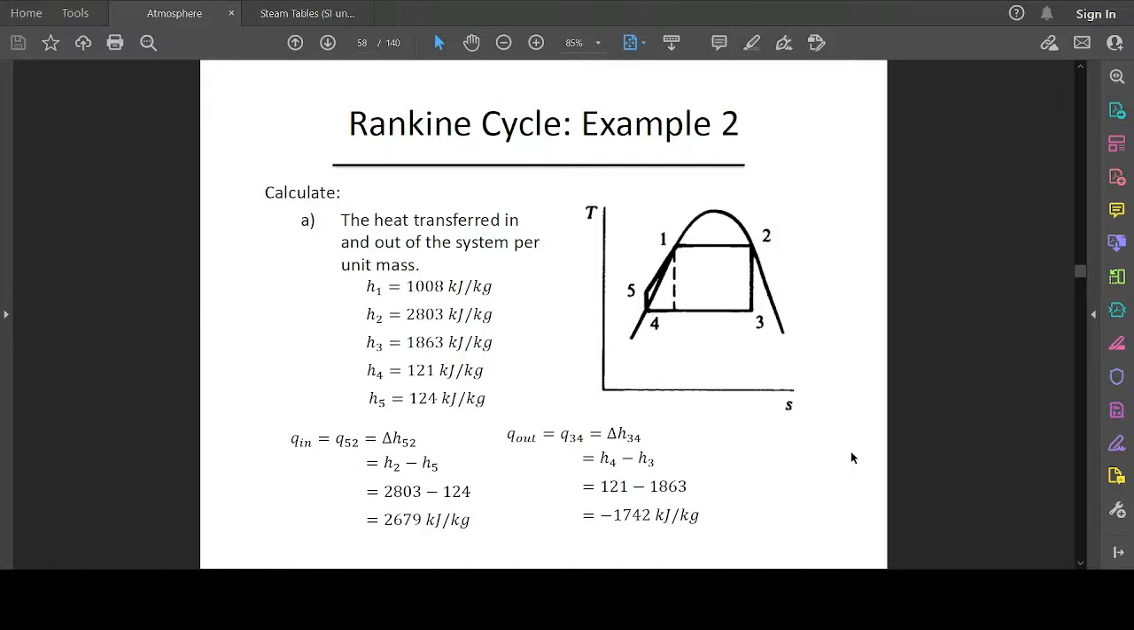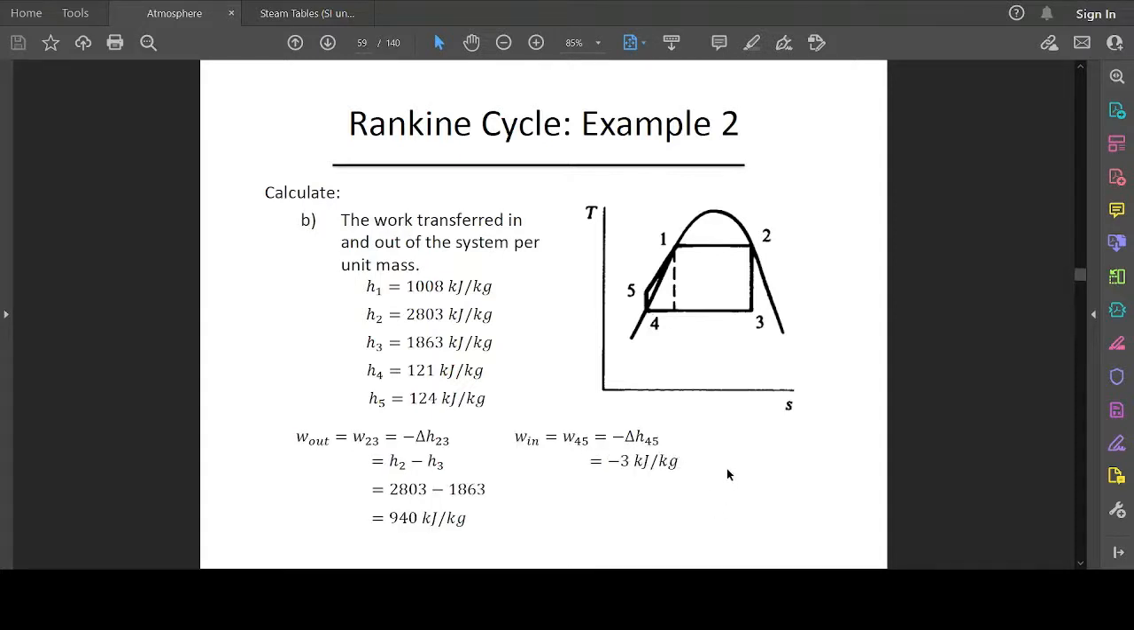Since we have all our enthalpies calculated, we can now calculate the heat transfer in and out of the system. The total heat supplied to the system, we can calculate by taking the difference in enthalpies between stages 5, 1, and 2, and that gives us the value of 2679 kilojoules per kilogram. We do the same for the total heat removed by the condenser, between stages 3 and 4, and we take the change in enthalpy, which is H4 minus H3, and it gives us this value.